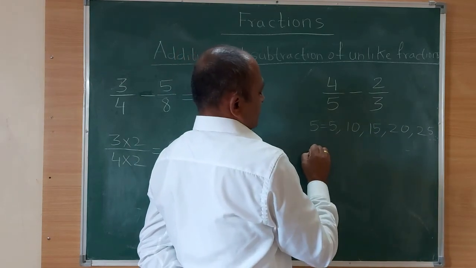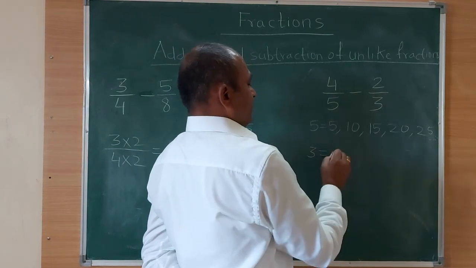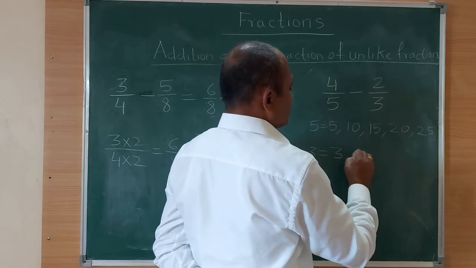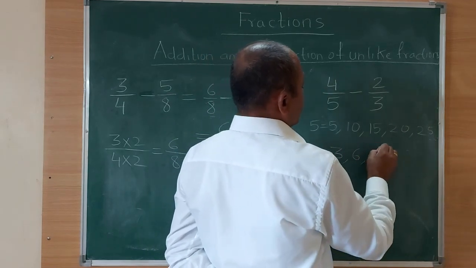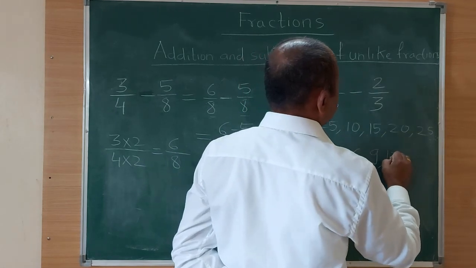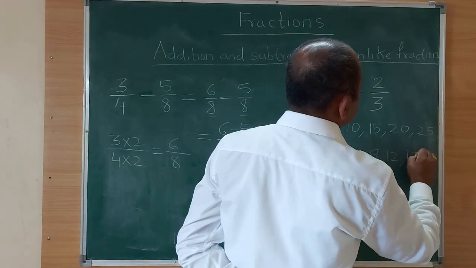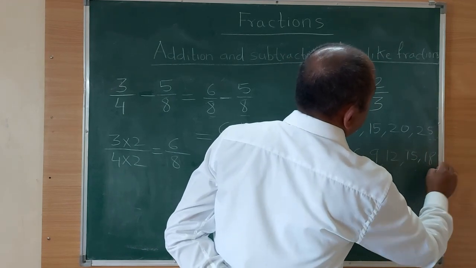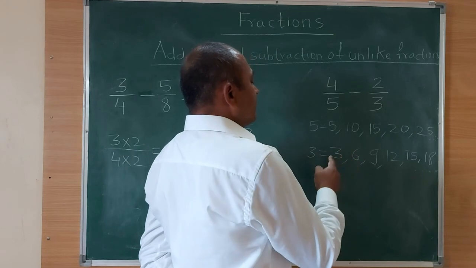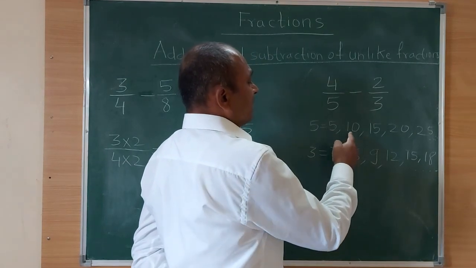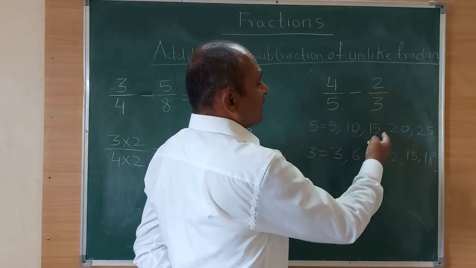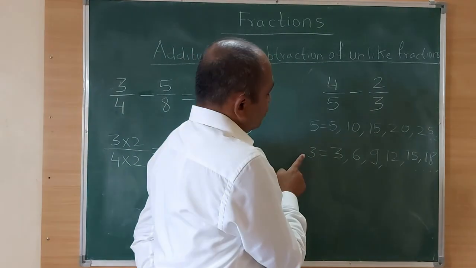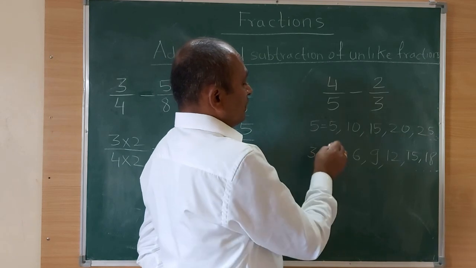Now we will write the multiples of 3. 3 1s are 3, 3 2s are 6, 3 3s are 9, 3 4s are 12, 3 5s are 15, 3 6s are 18, and so on. Let us find if there is any common multiple. Common means it should be a multiple of 5 also, and it should be a multiple of 3 also.